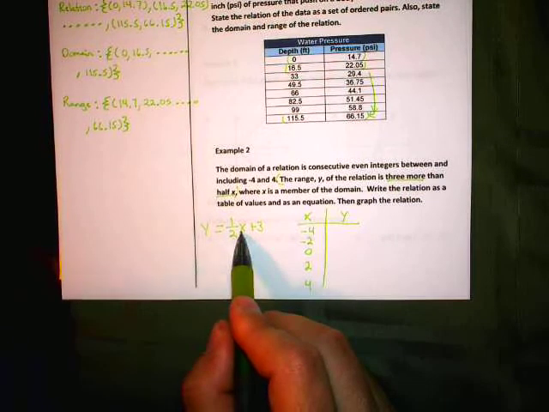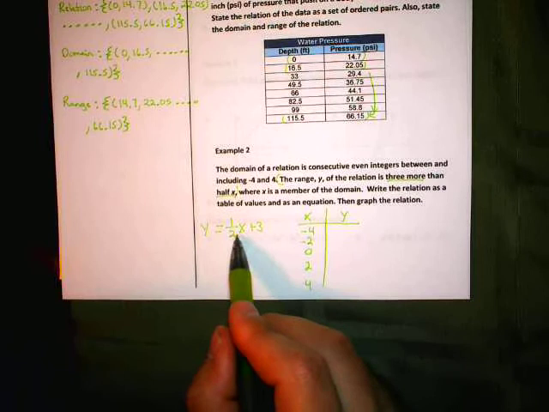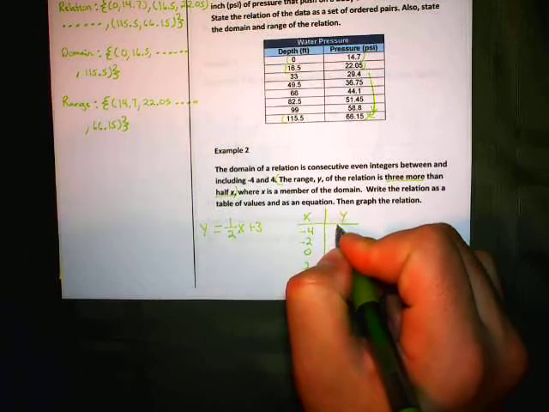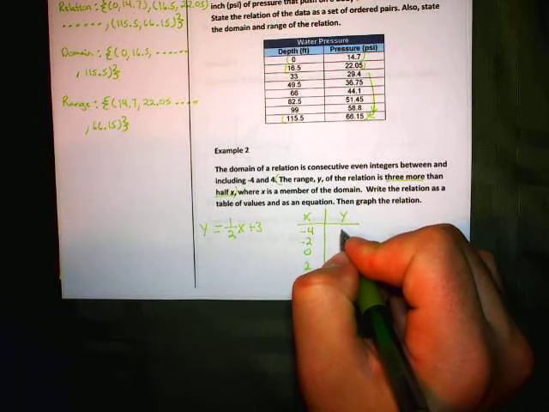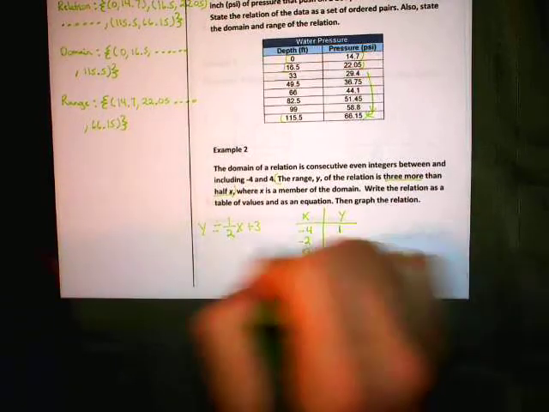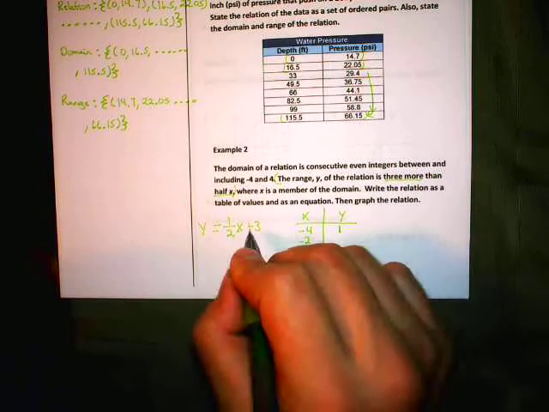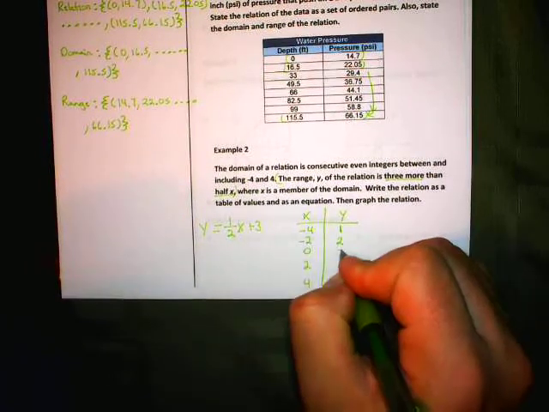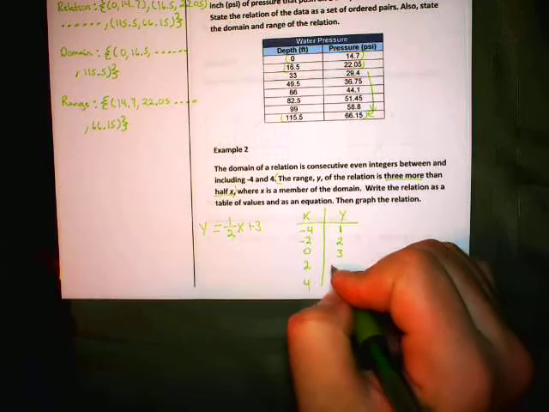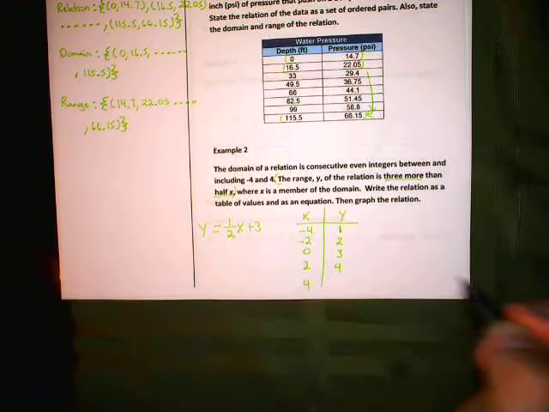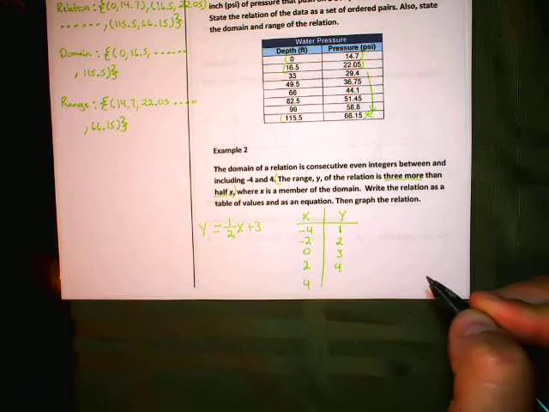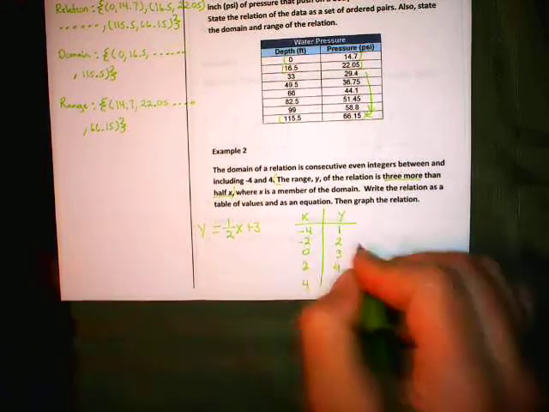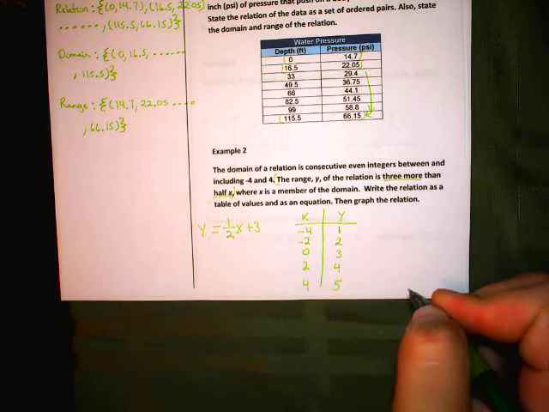-4 goes in, well, half of -4 is -2, -2 plus +3 is -1. Is that right? No, +1, I'm sorry. +1. Then -2 goes in, half is -1. -1 plus 3 is 2. 0 goes in, we get 3. 2 goes in, 1 plus 3 is 4. 4 goes in, half of 4 is 2. 2 plus 3 is 5. So here are our points, and all we got to do is graph it now.